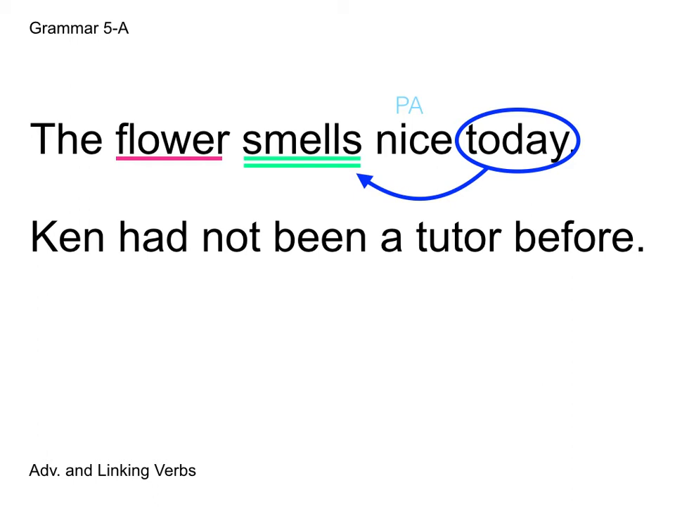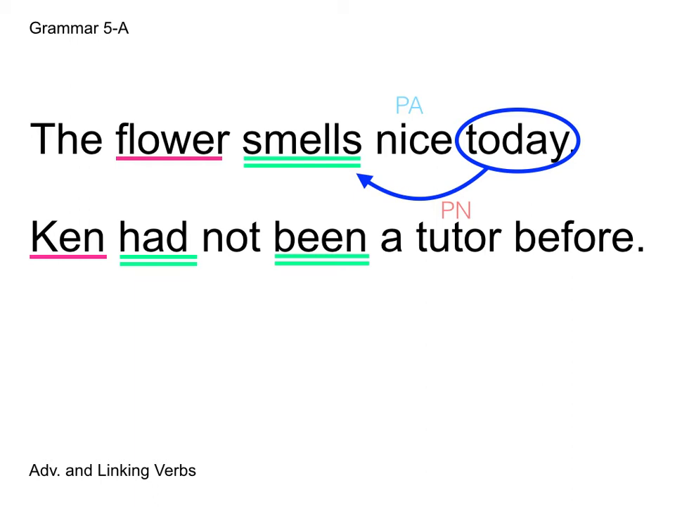So now let's look at another one. We have Ken as our subject. We have had been, which is the past perfect form of to be. And then we know that tutor is a PN. It is a noun in the predicate after the verb that is renaming the subject.